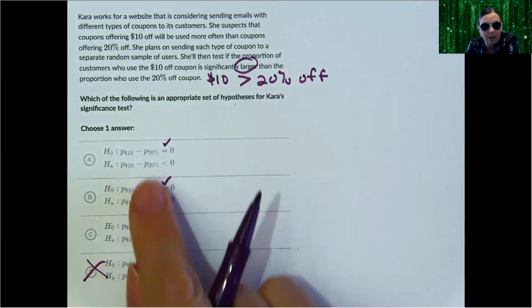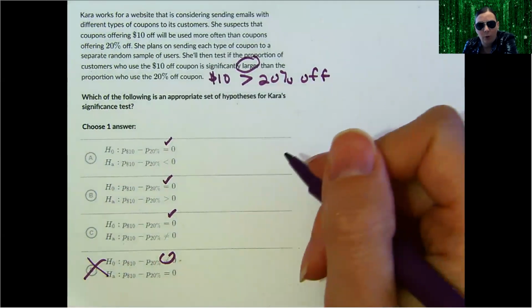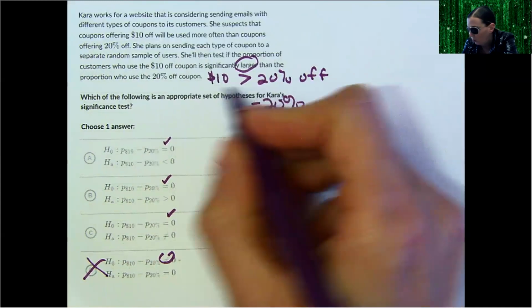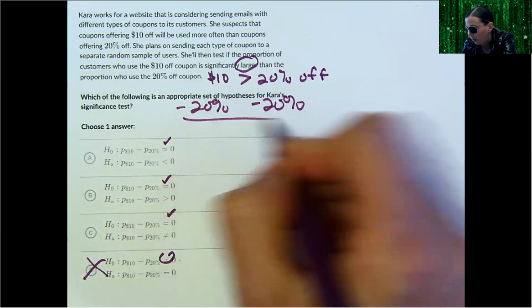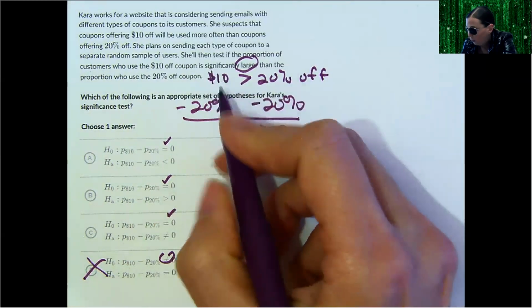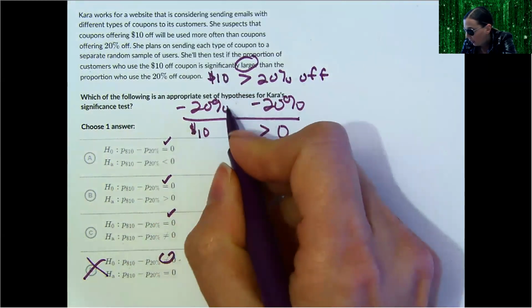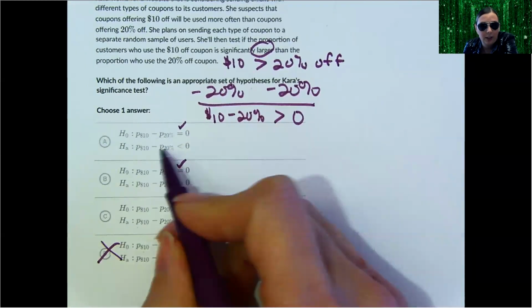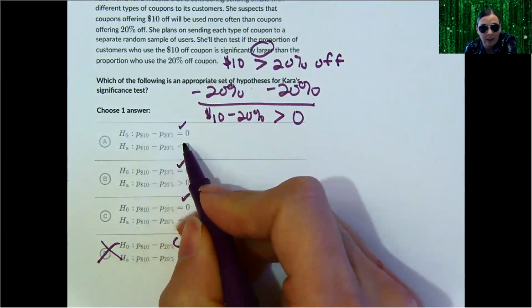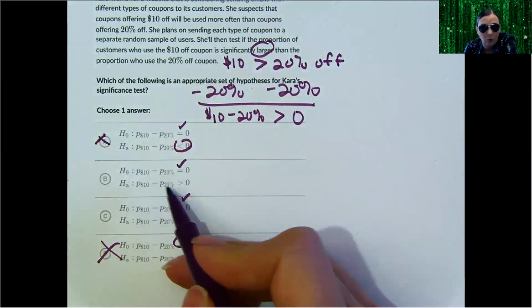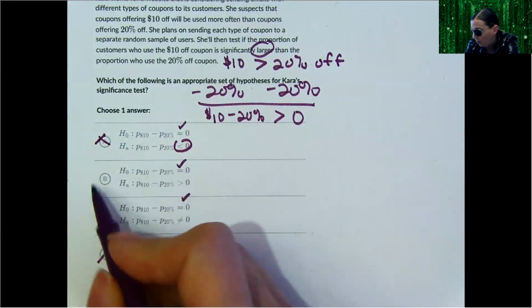The multiple choice has everything on the same side. We've done this math before. All we have to do is subtract 20% off. What you do to one side, you do to the other. Subtract 20% off. 20% off minus 20% off is 0. On this side, we have $10 minus 20% off being greater than 0. So we want $10 minus 20% greater than 0, there we go. So B-boy is our answer. Next.